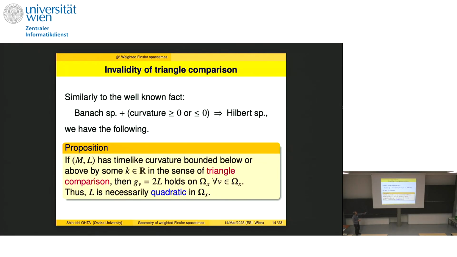And so this is a bit of a digression, but let me remark that triangle comparison rules out Lorentz-Finsler structures. This is similar to the well-known fact that a Banach space is CAT(0), or Alexandrov curvature bounded from above by 0, if and only if it's a Hilbert space. And actually, it's very easy to show this.